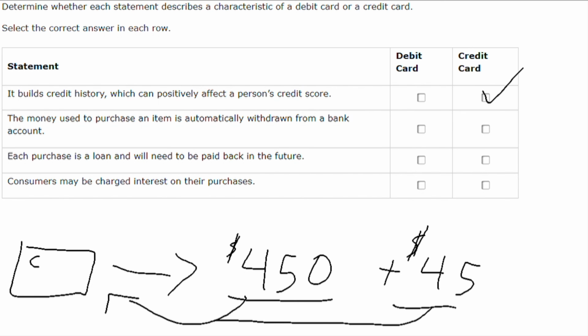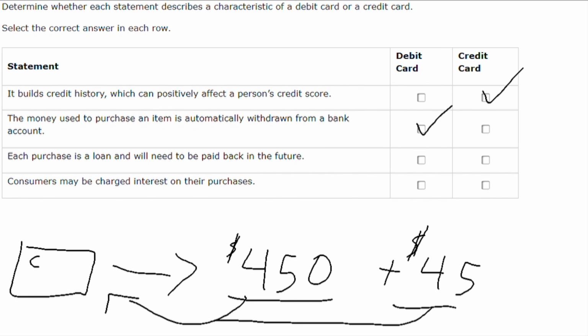The second statement says the money used to purchase an item is automatically withdrawn from a bank account. That is a debit card. Remember, in the first scenario I mentioned, you have $1,000 and you can use that and withdraw it from your bank account, right? There's no type of interest charged. The only thing is just that once that $1,000 is finished, then you have nothing else left to use. And in that case, you would end up using a credit card thereafter. But to withdraw from a bank account is going to be using a debit card.